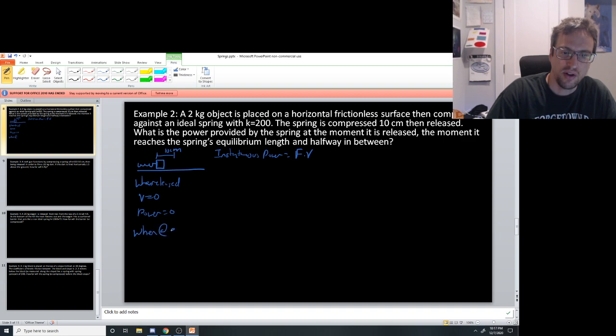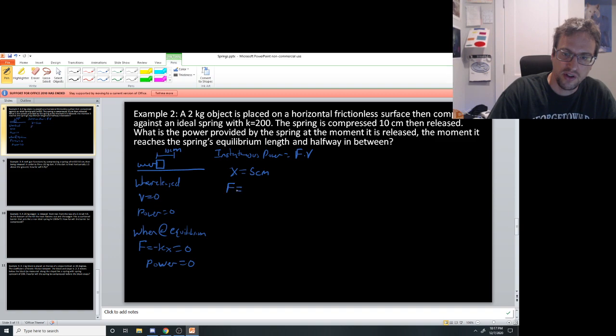When at equilibrium, that's when it's reached that full 10 centimeters. Guess what? Force, which is negative kx, x is 0. So that means power is also equal to 0. Now this halfway in between, that's the tricky one. That one is not going to be 0. Okay, so I need to find the force, I need to find the velocity. Well, this is x equals 5 centimeters.